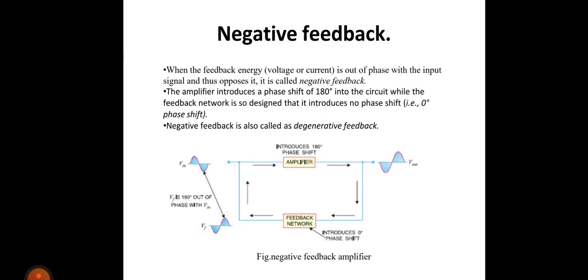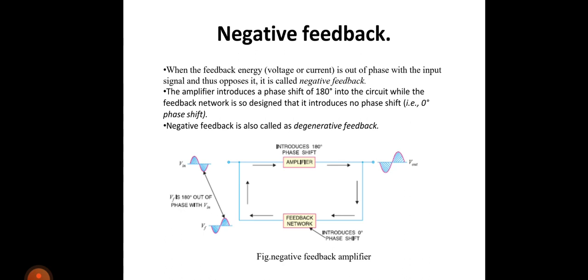Now coming to negative feedback. Here there is the amplifier circuit which introduces 180 degrees phase shift. Similarly, the feedback network introduces 0 degrees phase shift. Here the input is this one. When it introduces 180 degrees phase shift, there is an inverted output, so it is inverted at its output.